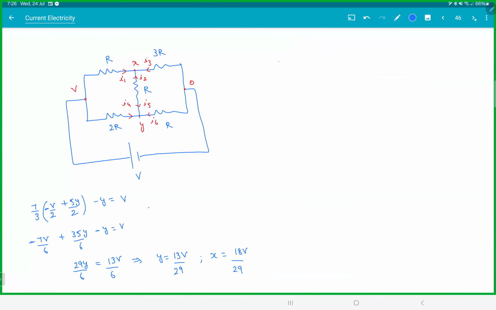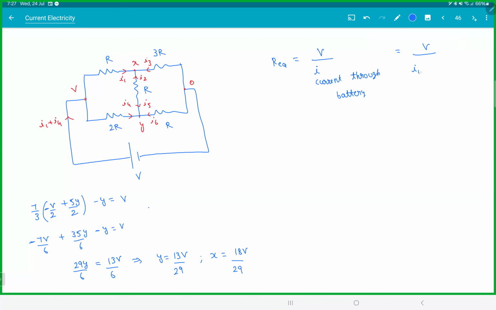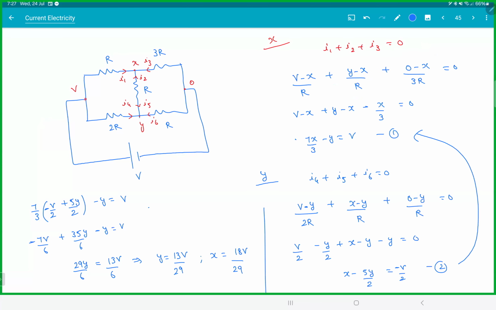So you got the current in the branches, you can find everything. We know R equivalent is voltage by current in the battery. I is the current through the battery. Now from here we can clearly see the current flowing here is I1 plus I4. Calculate I1, I4 and dump it, you'll get the answer. I will leave it to you. X and Y have come, I1, I4, you'll get it. Anyone got it? Check it out. That much you can handle now. But be clear with the steps.